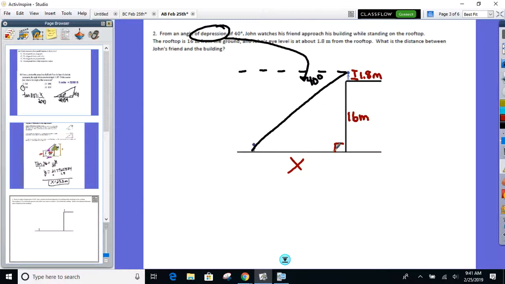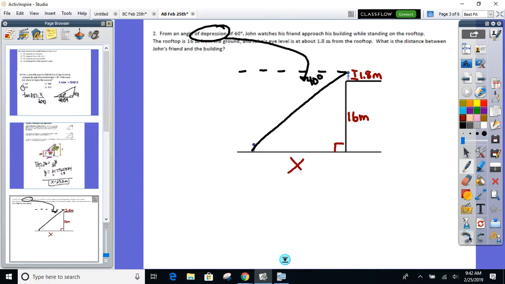These are both horizontal, so they're parallel. So if that's 40, what type of angles were these? That gives me the right to call that 40. Alternate interior angles. Yes, go ahead. The other way is, yes, these two angles, the depression and the one next to it, form a 90-degree angle. So they're complementary. So that one's 50.